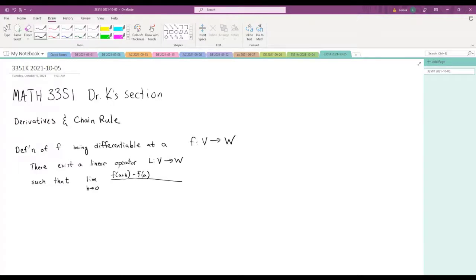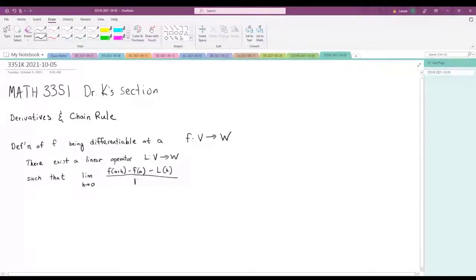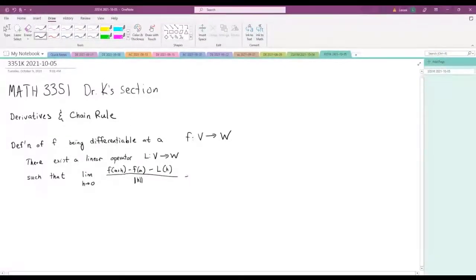So the difference between the true difference in the value of the function minus the linear approximation, so L at a will act on h. So this will be your linear approximation to the change in the value of the function, all divided by the magnitude of h. This limit has to be 0.